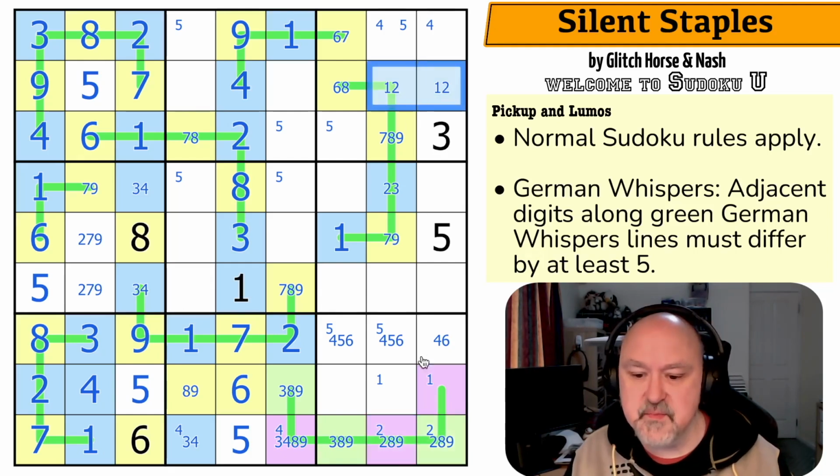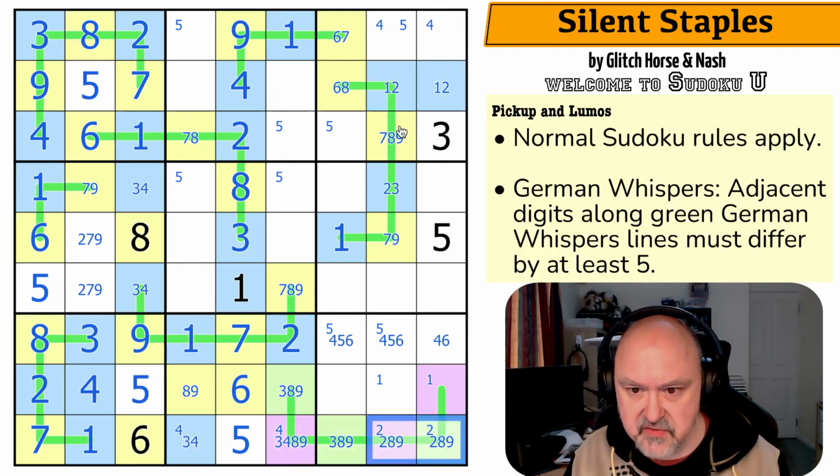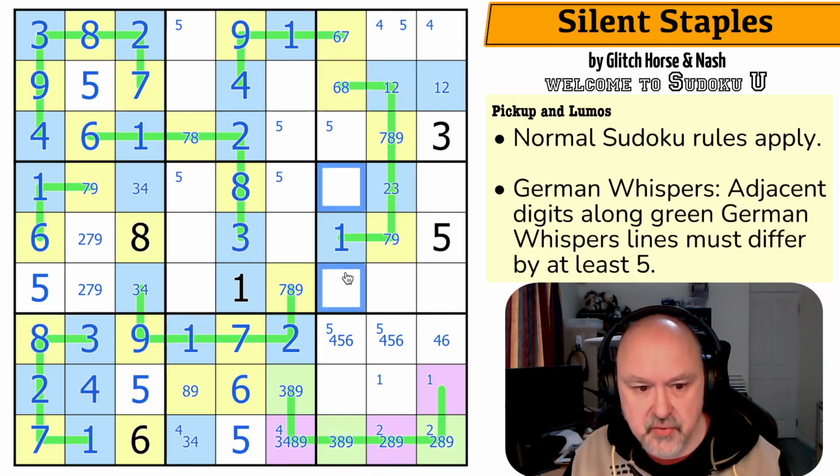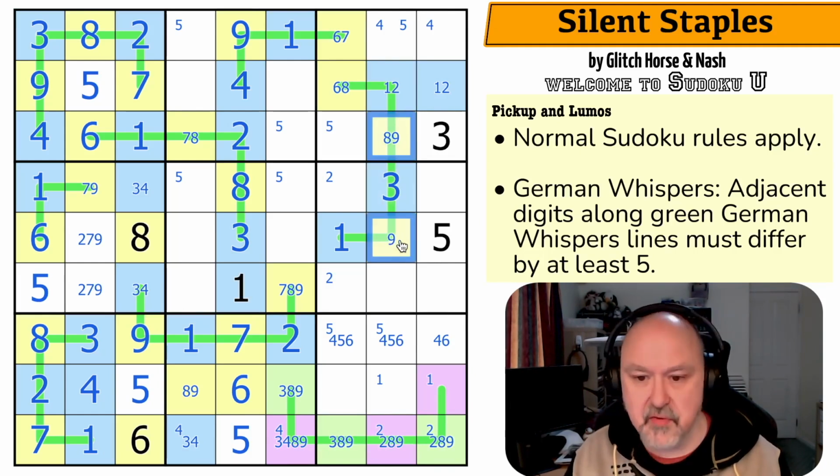Oh, that's cool. That gives me an X-wing on 2s. Because 2 can't be in any of those cells. So 2 is there, 2 is there. That's an X-wing on 2s. So 2 can't go in any of those cells. 2 has to go in one of those 2 cells, which means that's a 3. Which means neither of those can be 7.